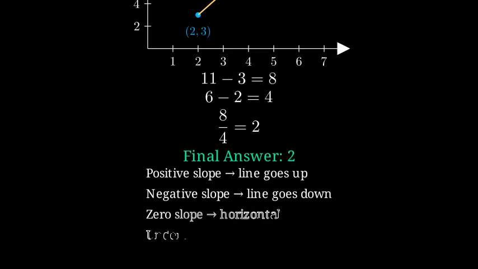SAT tip. Positive slope means the line goes up, negative slope means the line goes down, zero slope is horizontal, and undefined slope is vertical. Memorize this formula and coordinate geometry questions become much easier.